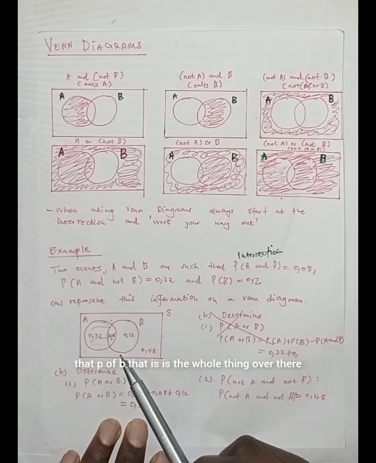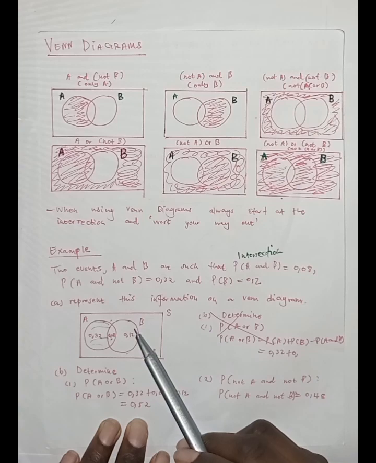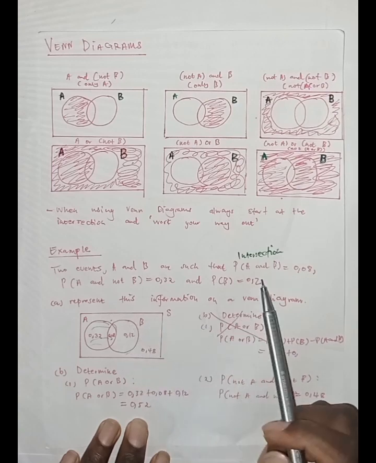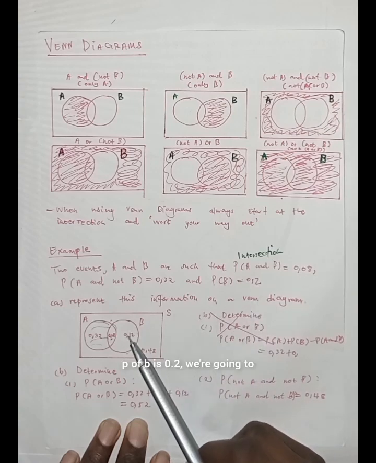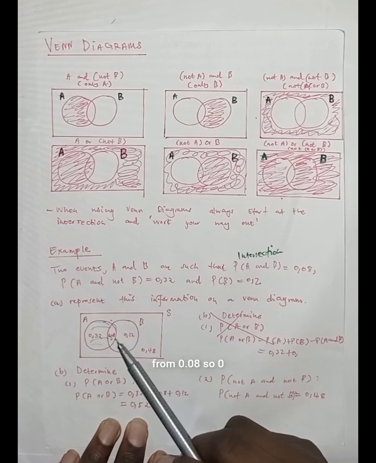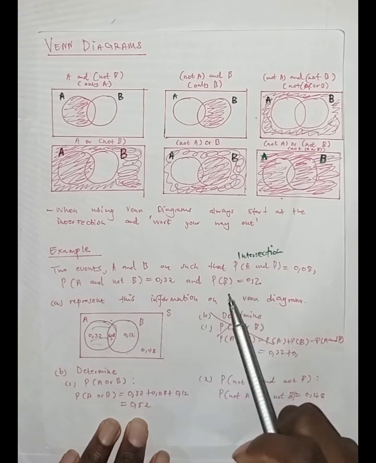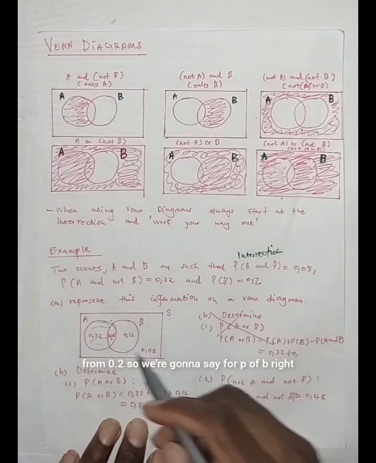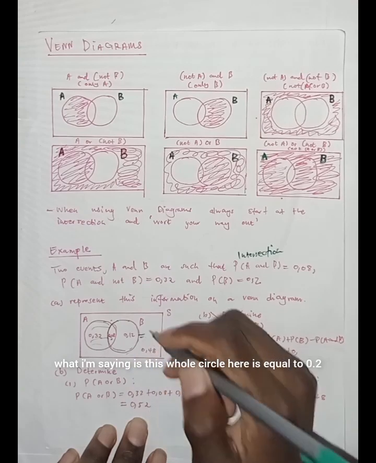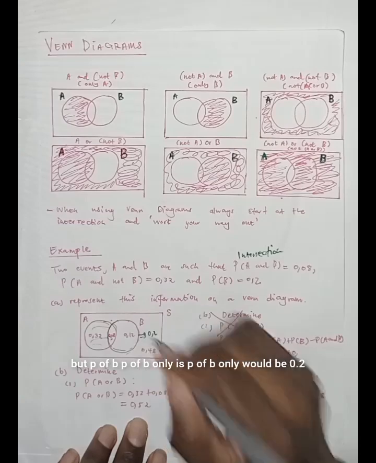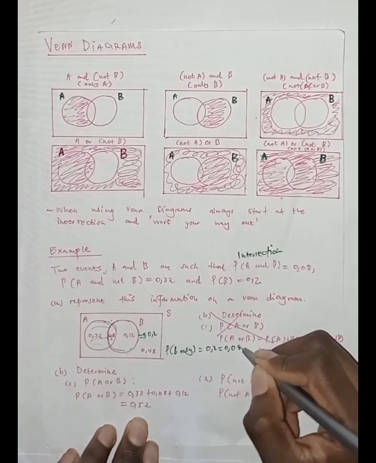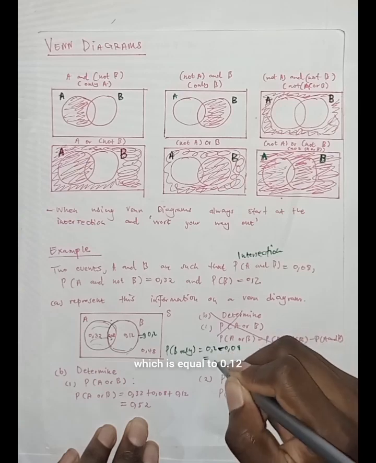Now P of B is 0.2. You saw that P of B there is the whole thing over there. If they said P of B only, then it would be this part, and we would have said 0.2. But since P of B is 0.2, we're going to subtract 0.08 from 0.2. P of B is everything here, this whole circle is equal to 0.2. But P of B only would be 0.2 minus 0.08, which is equal to 0.12.